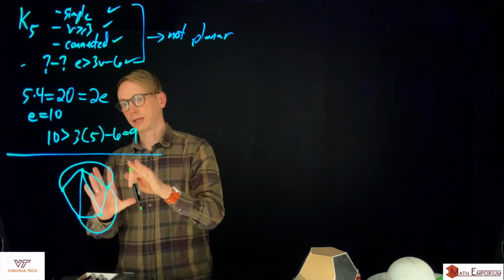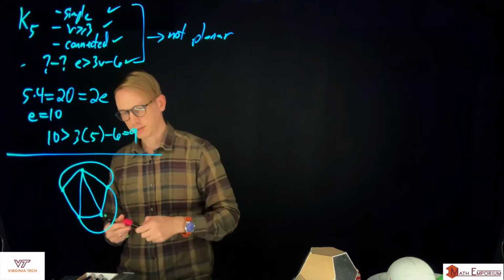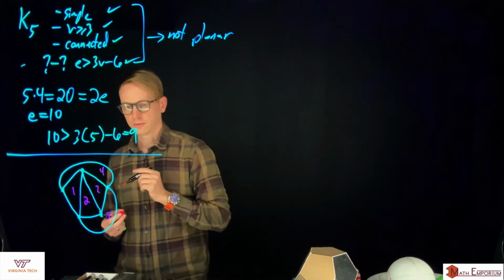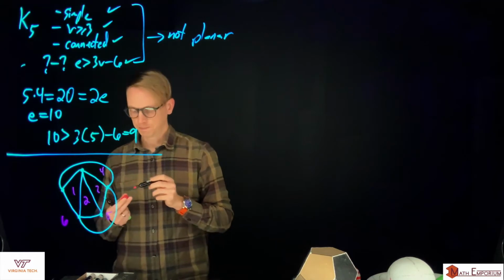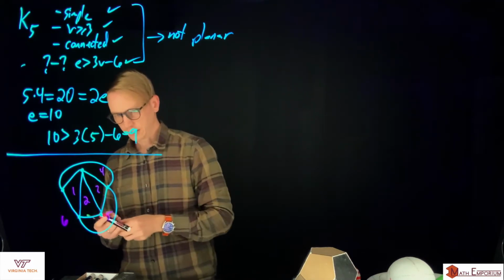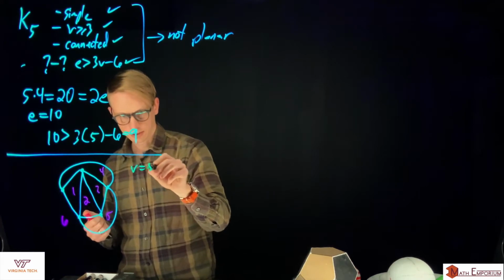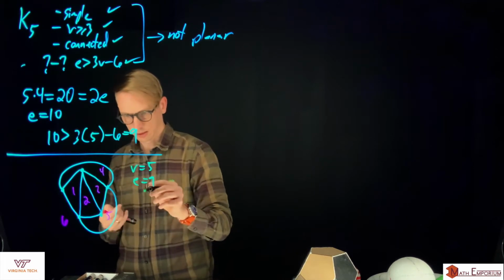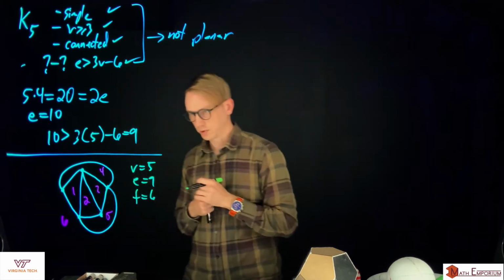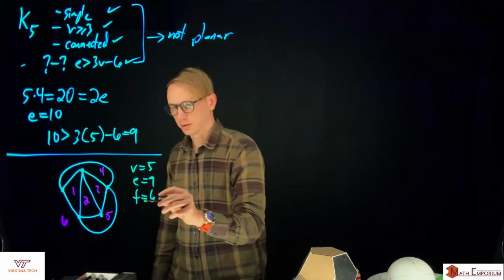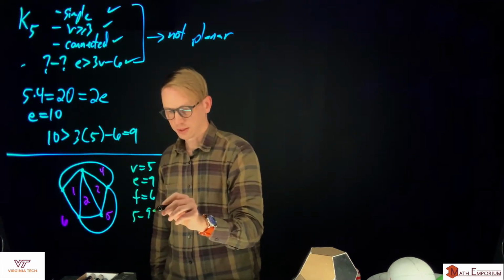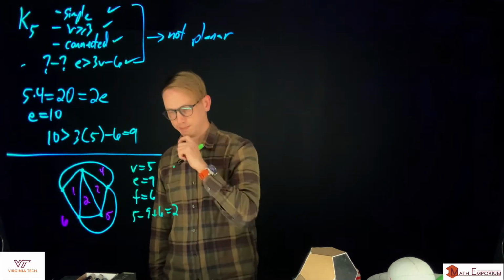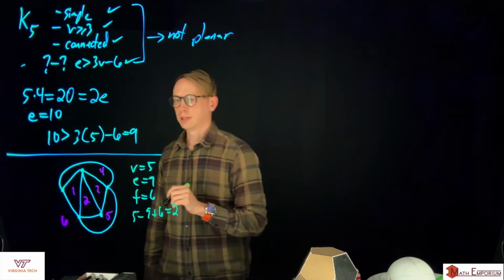So this is okay. This is a planar graph. It's not K5, but it is a planar graph, and it has 1, 2, 3, 4, 5, 6 faces, right? And we know that it also has 5 vertices, and I think I have 9 edges. Double check that, but I have 9 edges, and face count is 6. All right, so 1, 2, 3, 4, 5, 6. 5 minus 9 plus 6 is 2, right? As it should be. Should be 2. So far, so good.